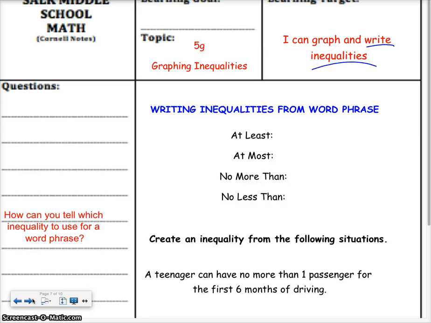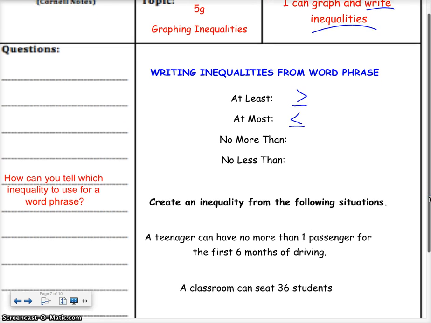So at least, if I said I wanted to go on the wild thing at Valley Fair, and I have to be at least, I don't know how many, 48 inches tall. Well, that means would I have to be taller than it or smaller than it? I'd have to be greater than, or I could equal 48 inches. At most, if I said I can have at most 34 kids in my classroom, that means that I can have 34 kids or less than 34 kids. So at most means less than or equal to.